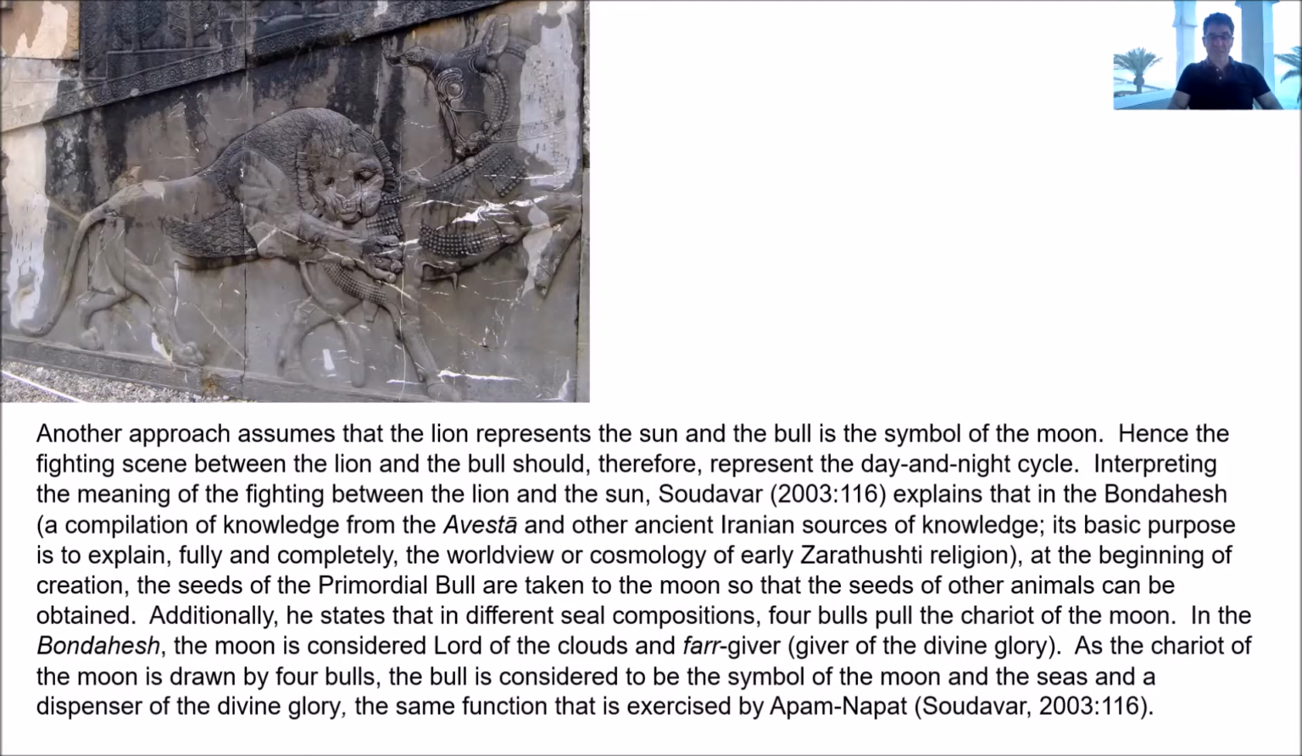Additionally, Sudavar states that in different seal compositions, full bulls pull the chariot of the moon. In the Bondahesh, the moon is considered lord of the clouds and far giver of the divine glory. As the chariot of the moon is drawn by four bulls, the bull is considered to be the symbol of the moon and the seas and a dispenser of the divine glory, the same function that is exercised by Apam Napat.